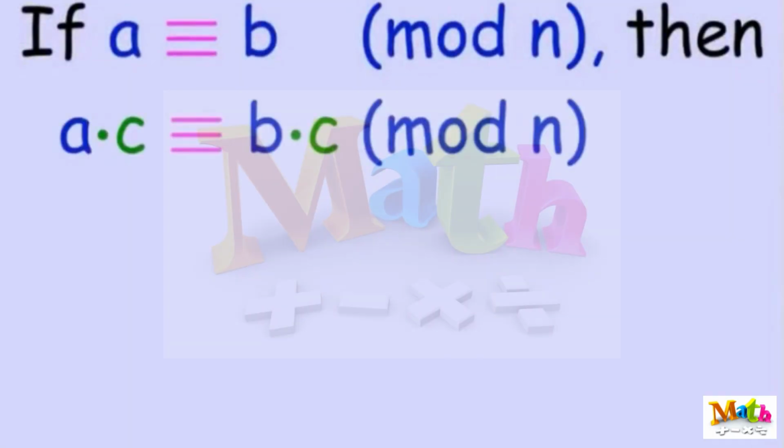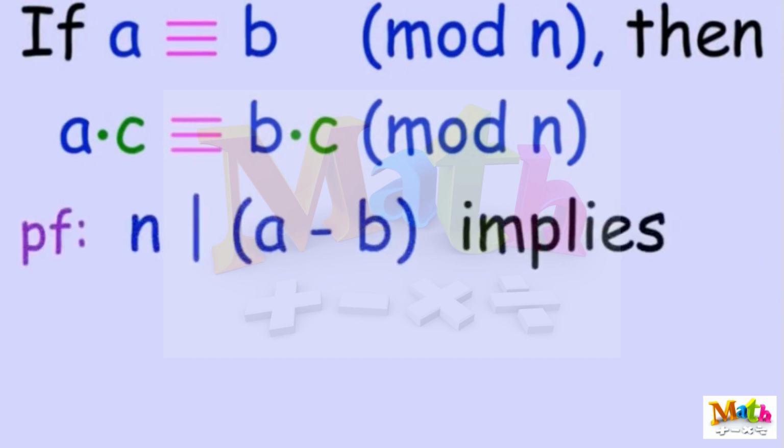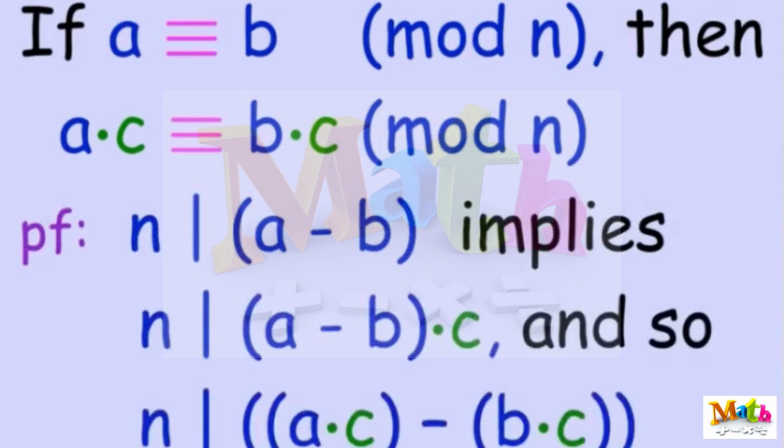It's also the case that if A is congruent to B, then A times C is congruent to B times C. This one takes a one-line proof. We're given that n divides A minus B. That certainly implies that n divides any multiple of A minus B, so multiply it by C, and then apply distributivity, and you discover that n divides AC minus BC, which means AC is congruent to BC modulo n.